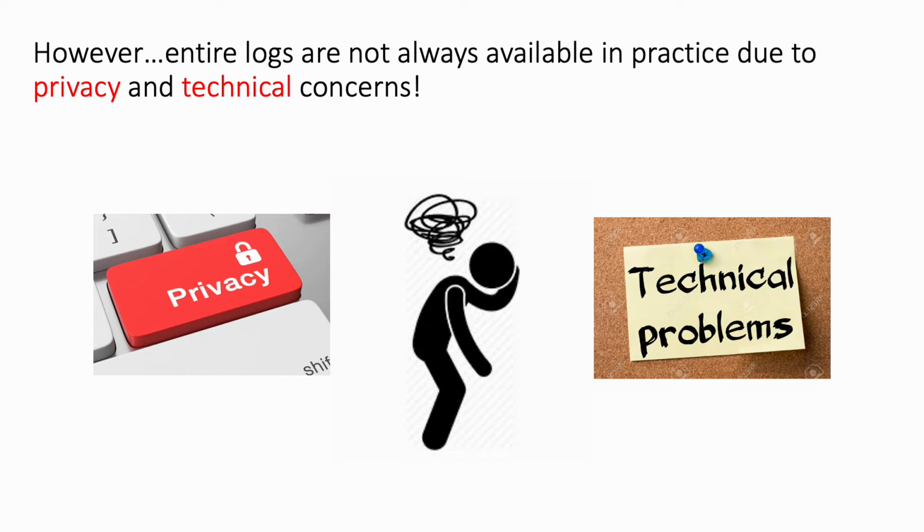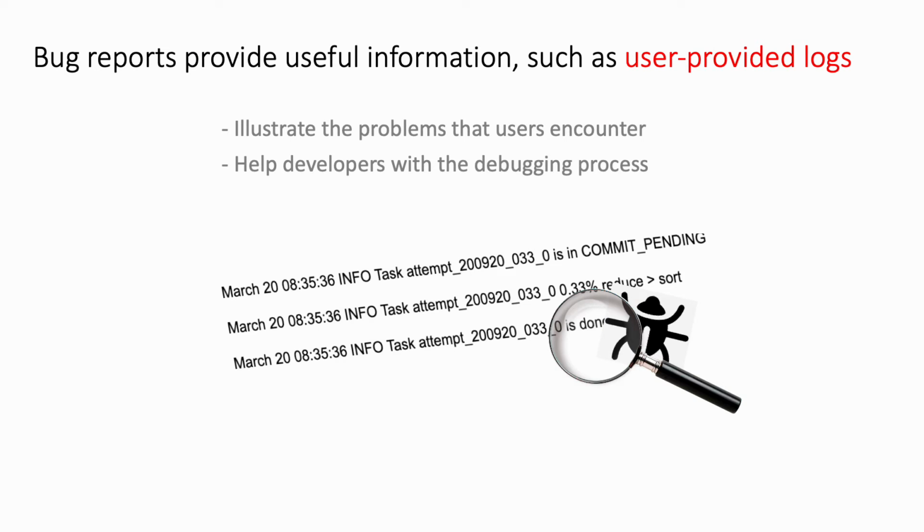For instance, a user might only attach a portion of the log, since the size of the entire log file is often too large. Bug reports provide useful information for developers to fix the problems. They contain useful information such as user-reported log. Those logs can help illustrate the problem that the user encounters and help developers with the debugging process.